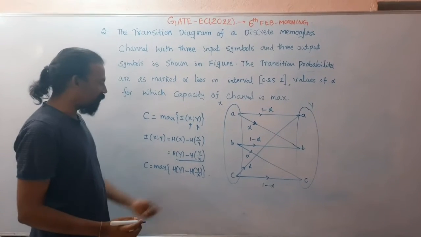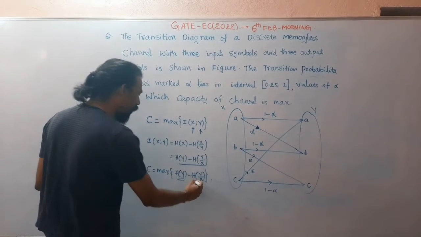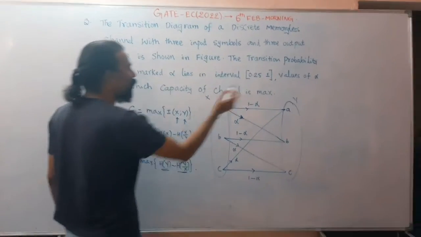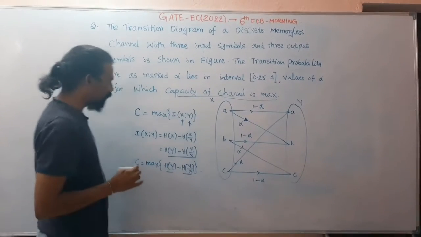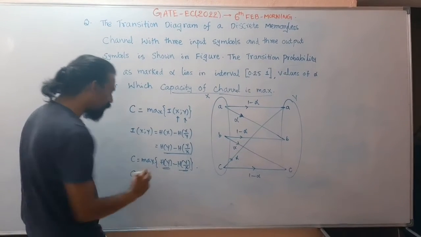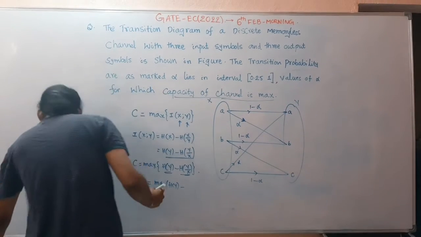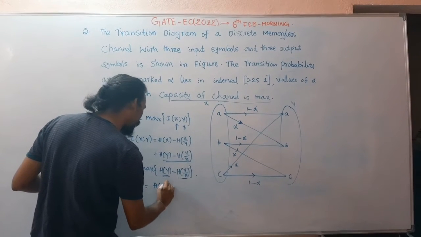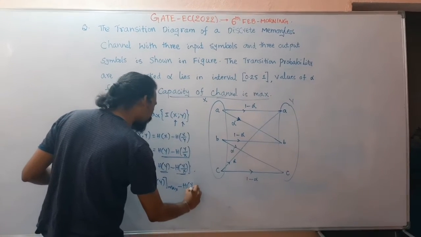We know that entropy is always positive, so H(Y) is always greater than or equal to 0, and H(Y|X) is greater than or equal to 0. Here the professor asked what is the value of alpha for which the channel capacity should be maximum. So C maximum is nothing but H(Y) maximum minus H(Y|X) minimum.